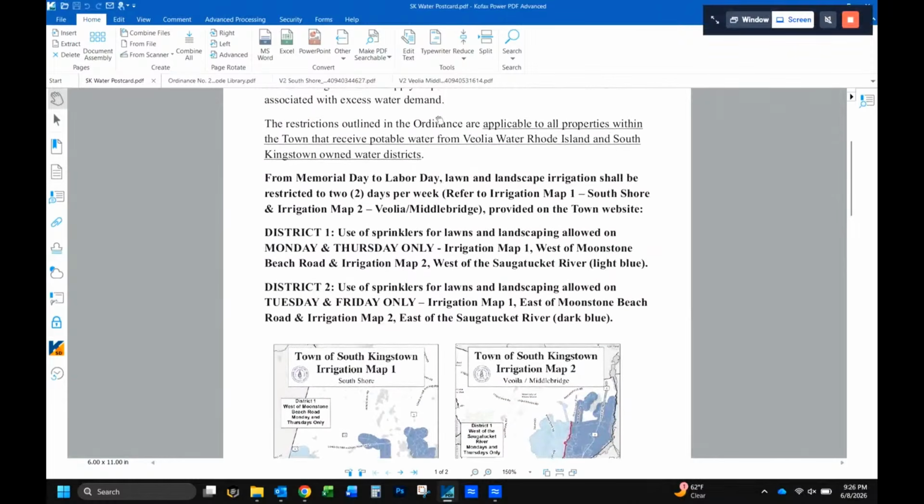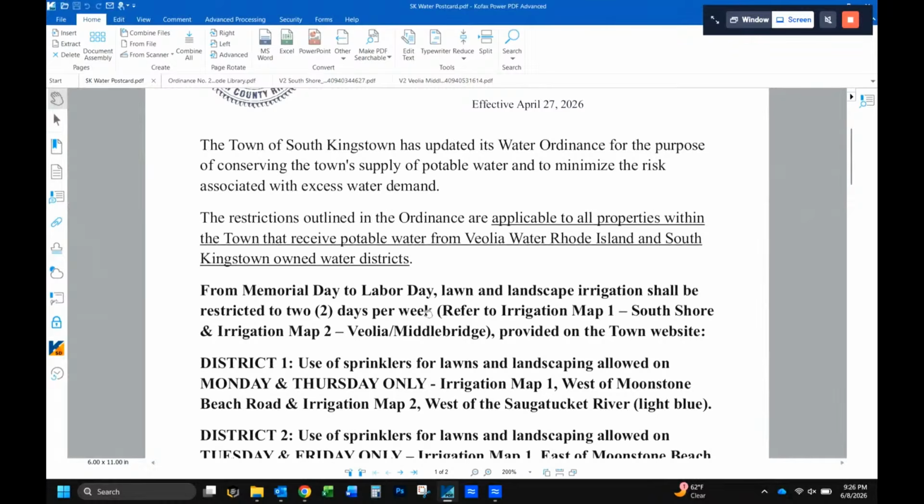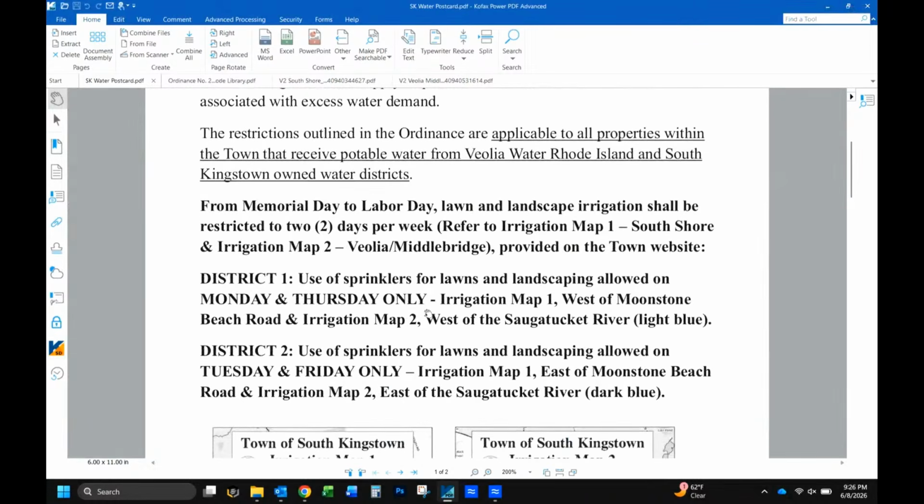I think I'm District 2, but it says District 2, I can't read that from here. Use of sprinklers. Can you read that? Anybody? I can't read it. Rich, can you read it out loud? It says use of sprinklers for lawns. Okay.